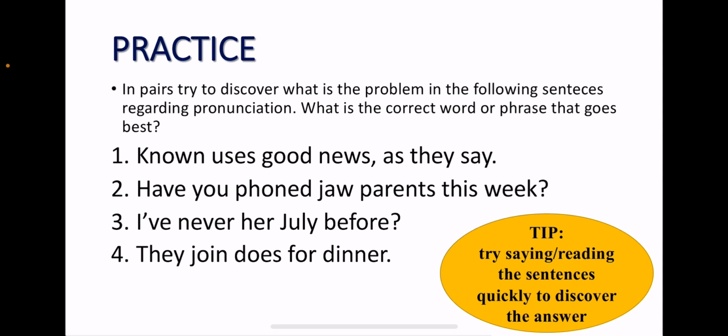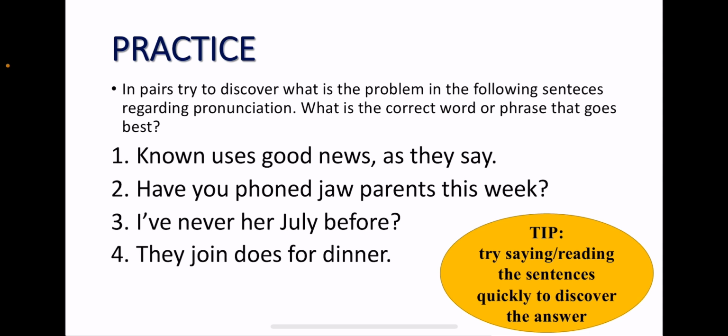I'm gonna help you with the first one. So if you read the first sentence, connect it, and kind of fast, you can discover what the problem is. I want you to do it, so you're also practicing your pronunciation. So number one says, known uses good news as they say. Known uses good news as they say. No news is good news as they say.